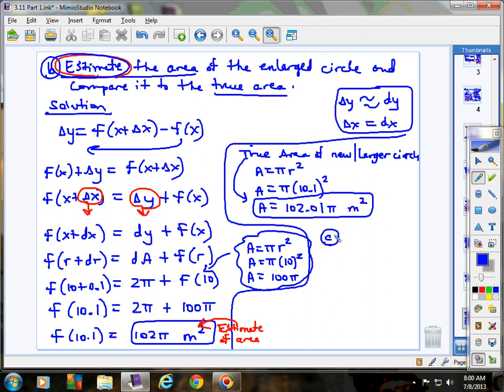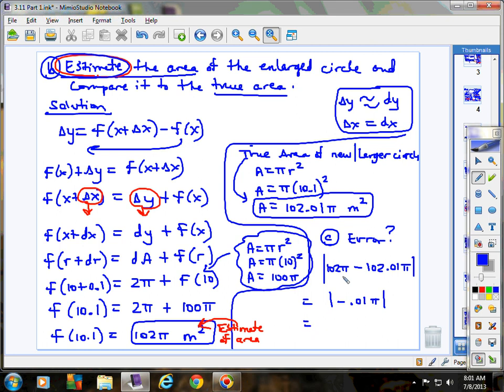C part says find the error. Find the error in your estimate. So the error would be, they don't give you a formula for that. It's just these two answers subtracted. So I'm going to start with the first one I got, 102 pi, minus the one I got last, 102.01 pi. When I subtract those, I'm going to get a negative 0.01 pi.